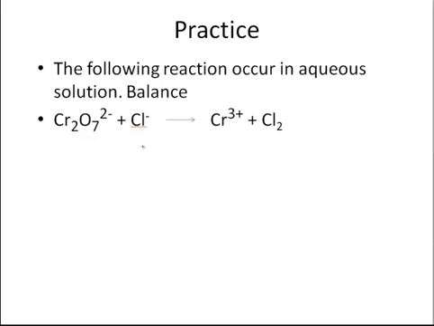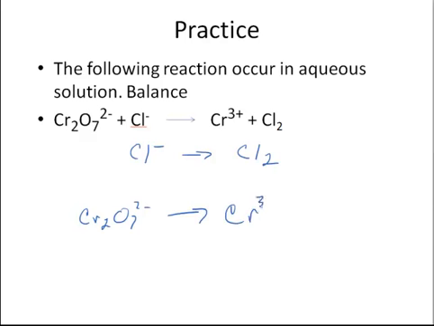Let's write the two half reactions first. Okay, Cl- and Cl2. Okay, and then the other part is Cr2O7 2-, and Cr3+. Now, I'm not going to go back and forth to the steps. I'm hoping that you have them written down, so just refer to them.